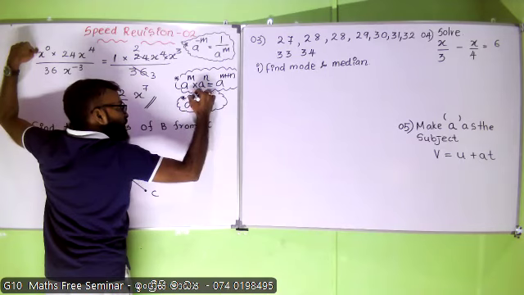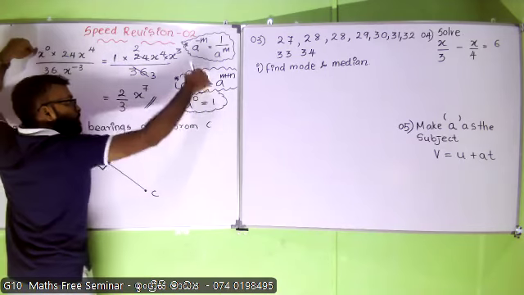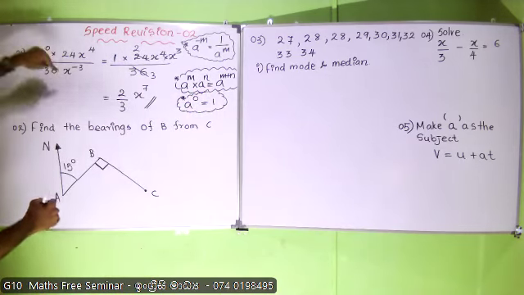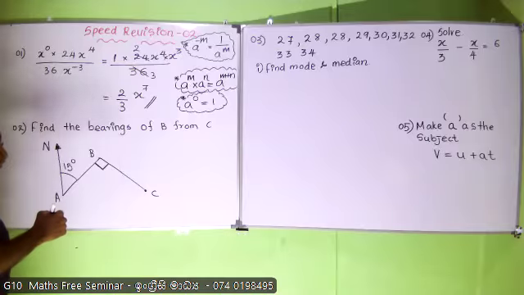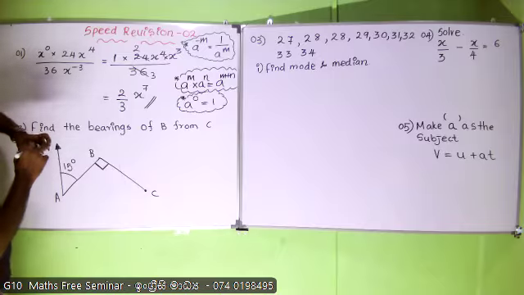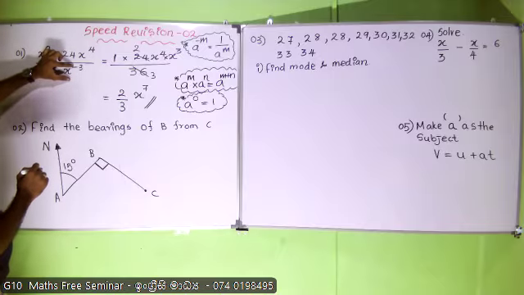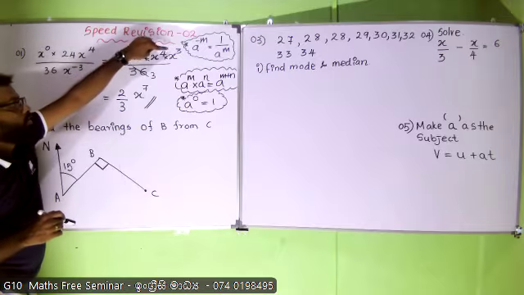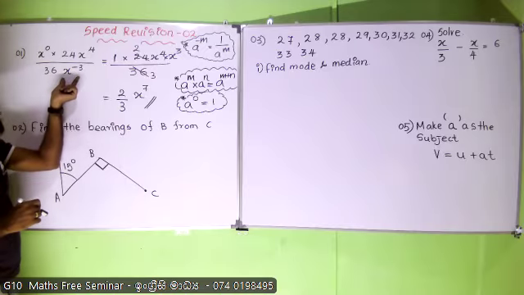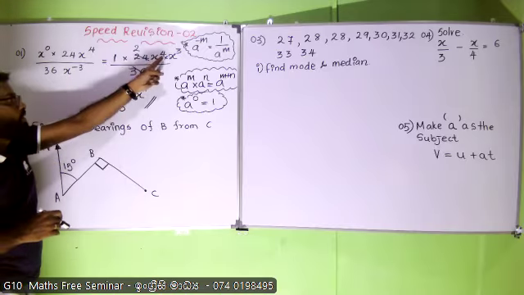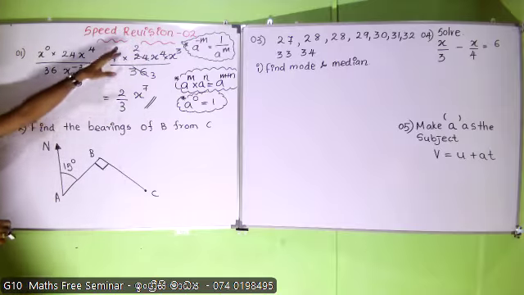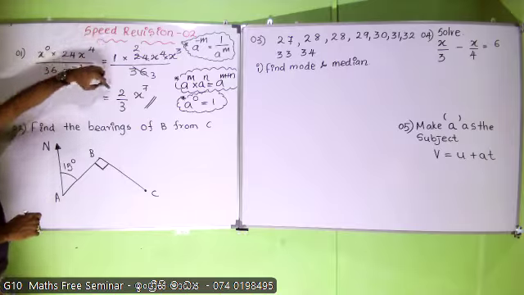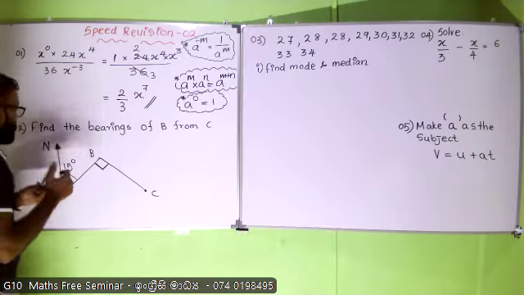Keep these things in your mind and practice them. So the answer is 2 upon 3 x to the power 7. This was a negative power, so I have taken it to the numerator to make sure I have a positive power. Then same base x, 4 plus 3 is 7. Done. Simplification gives 2 upon 3 x to the power 7.